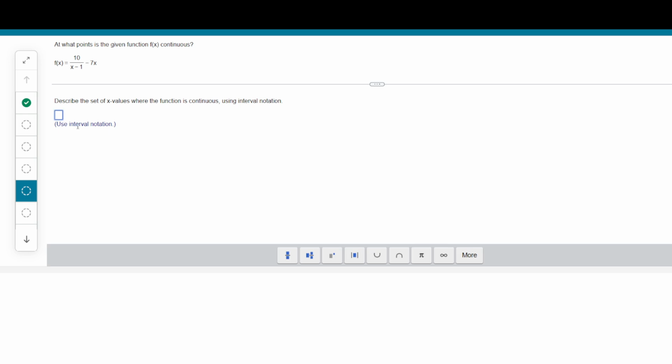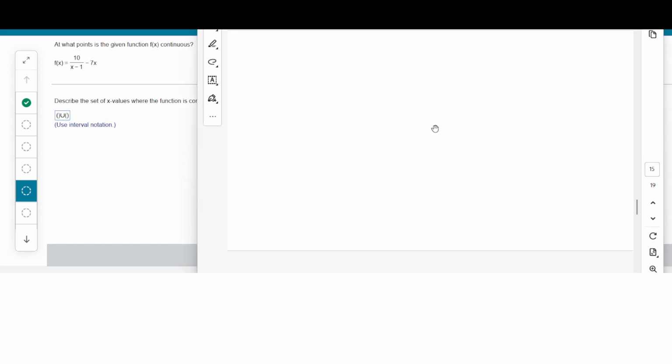So how do you write that in interval notation? You just have to use parentheses. So except 1, you go from the extreme left. This function is continuous everywhere except +1, because at 1 the function is undefined, there is a hole there.